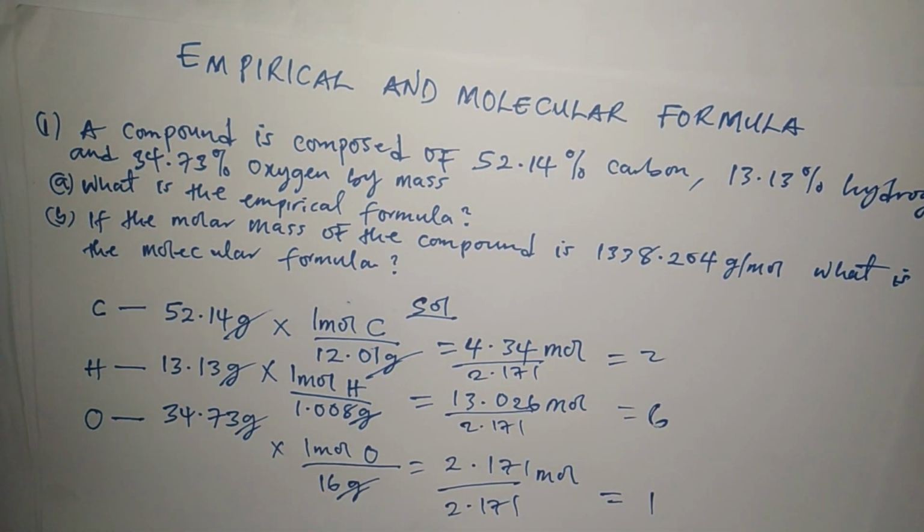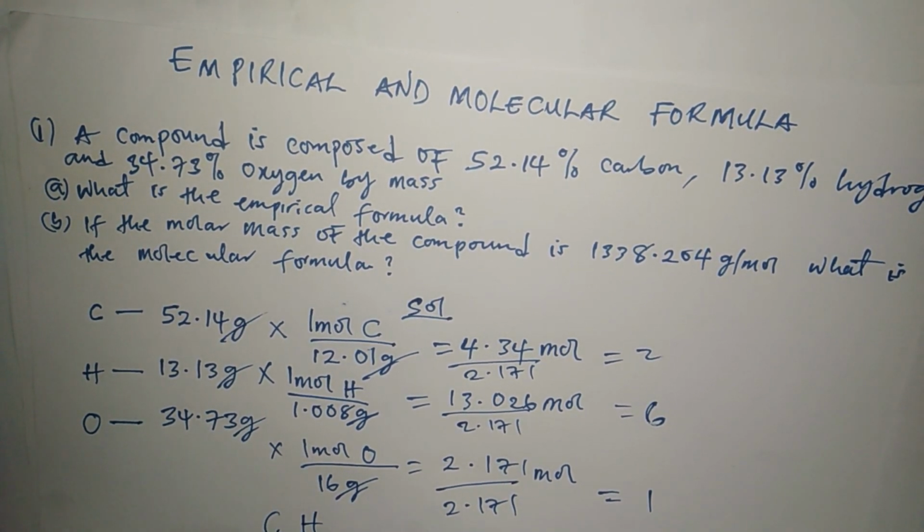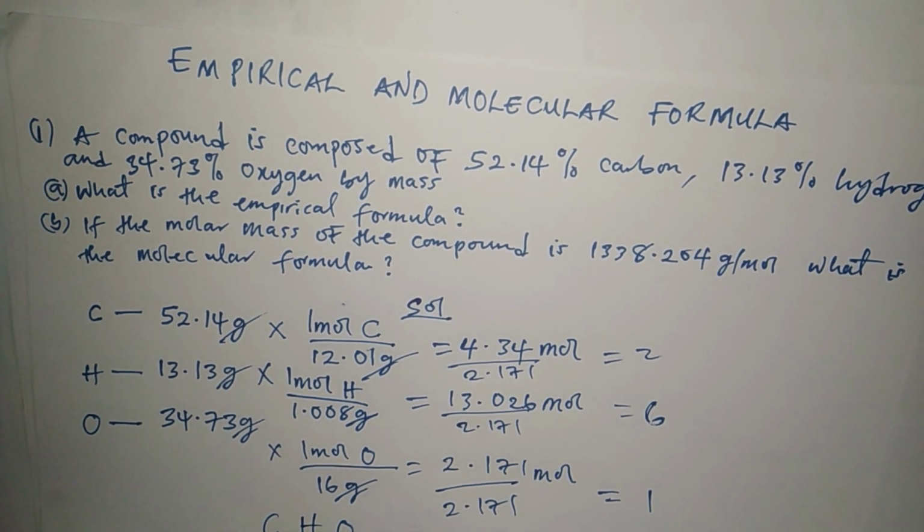Now, please make sure that your answer is not in decimal points or fractions, because you need your answer to be in whole numbers so that it will help you to write the empirical formula. So with this, we say the empirical formula of this compound is C2H6O. You can put O1 or O, it's the same thing. So let's go to B.